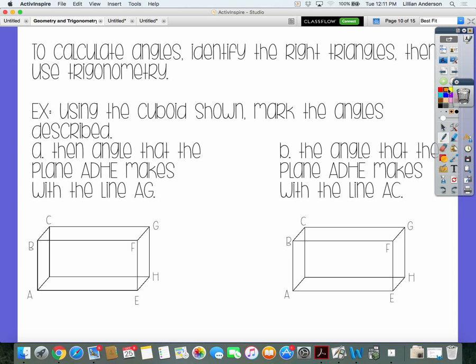We are going to use the cuboids that are shown in each one of these problems, and we're going to mark the angles that are being described. It says the angle that the plane ADHE makes with the line AG. We need to figure out what that angle is.